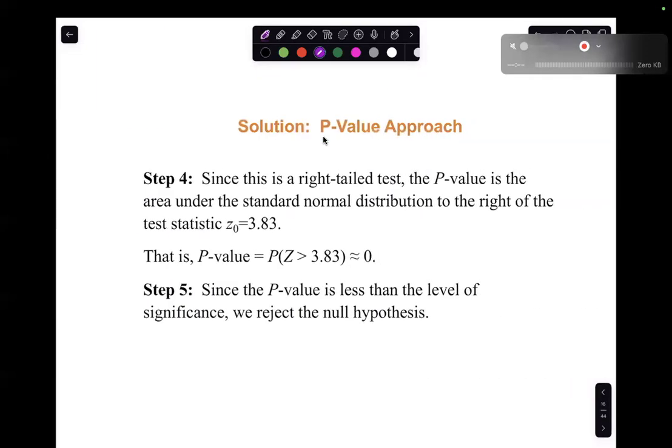And then they checked the p-value. We're going to do the p-value in a second when I give you the calculator function. I will show you the p-value in just a second. So just hang in there.